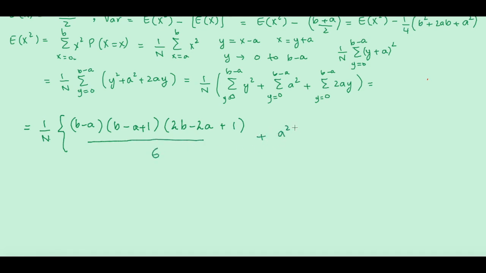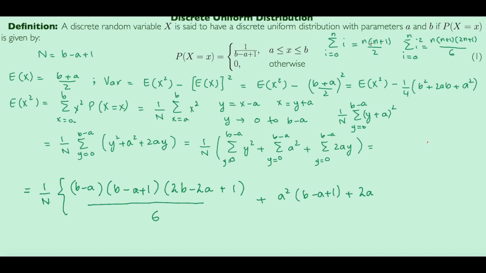Plus a squared into b minus a plus 1, because there is no y here, so a squared comes out of the summation, and similarly 2a comes out of the summation, and we can use this formula here, b minus a plus 1. So note that this is n, this is n, and this is n, so I can take it out and cancel it with this n. I'm going to do it in one step.